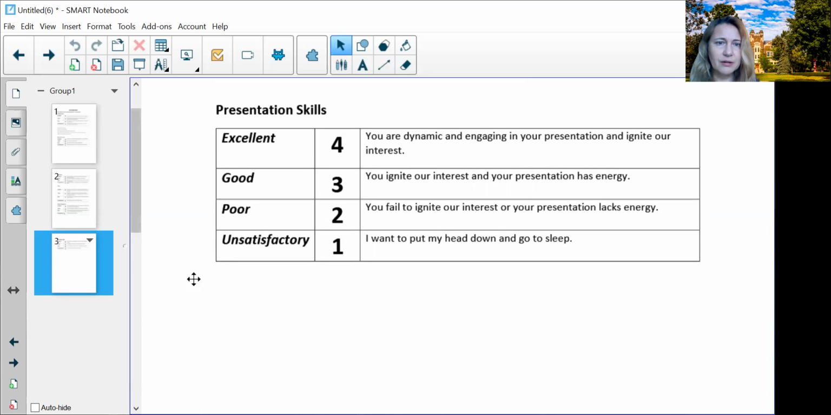Before we started on field visits, I used to supervise peer lessons all the time. That was a regular part of 302. And I'll tell you, I would frequently feel like I wanted to put my head down and go to sleep watching peer lessons. So that's what you really want to avoid, making your audience feel like that.